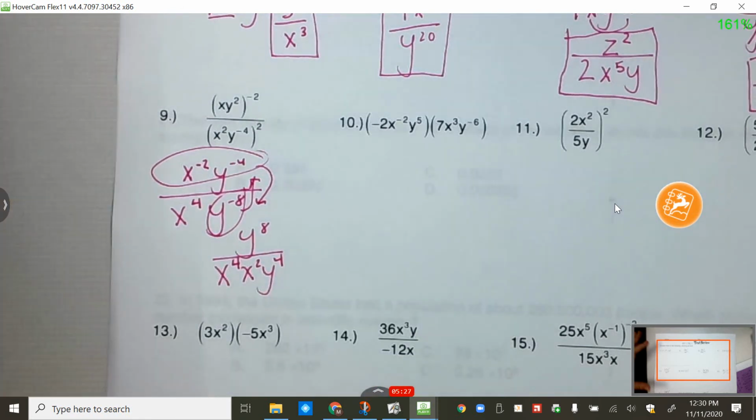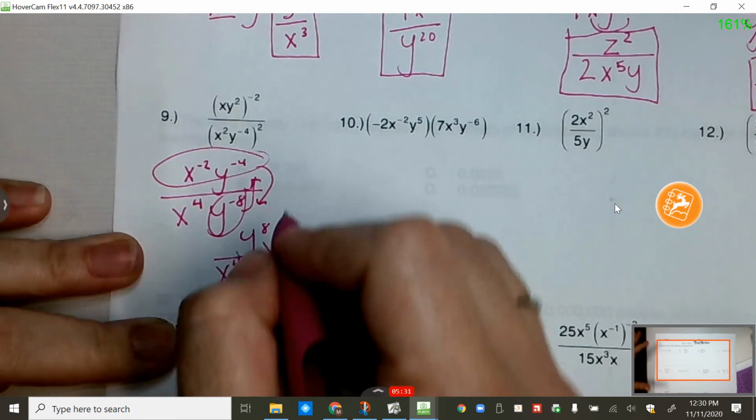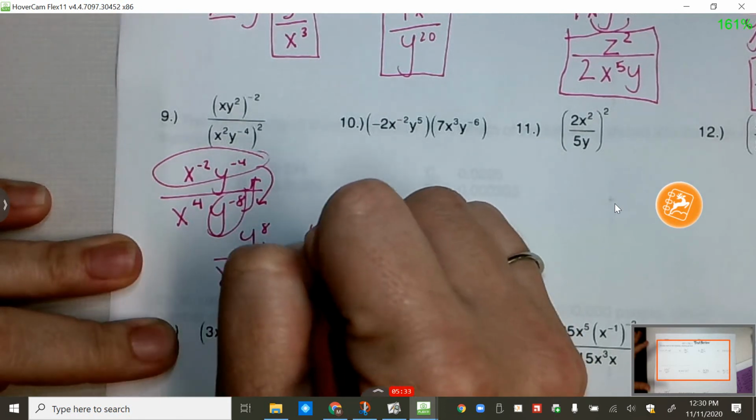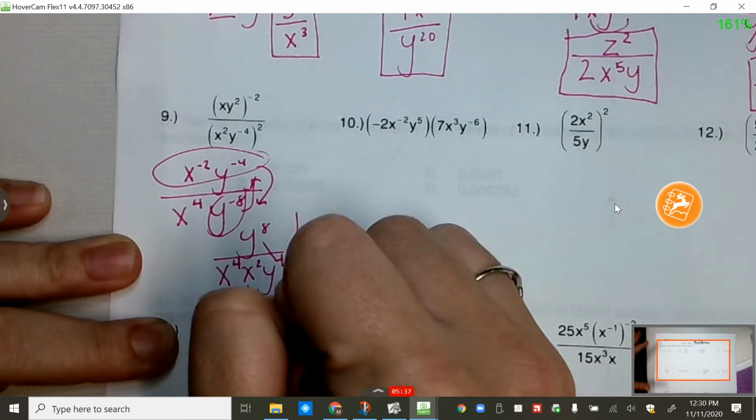Everything becomes positive because I moved it. These can simplify and these can simplify. So I get 8 minus 4 is 4. 4 plus 2 is 6.